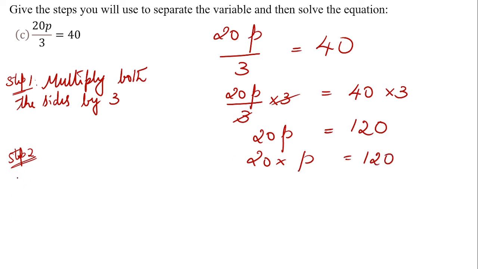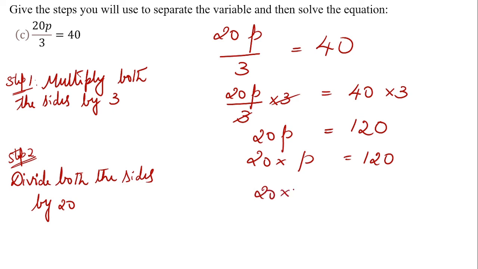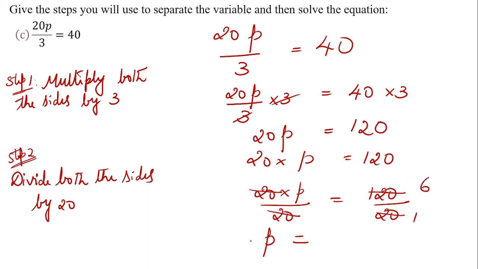If it is multiplication, you have to divide. Divide both the sides by 20. So this will be 20 into p divided by 20 is equal to 120 divided by 20. 20 and 20 gets cancelled. What remains is p. p is equal to 12 ones are 12, 2 sixes are 12. So p is equal to 6.